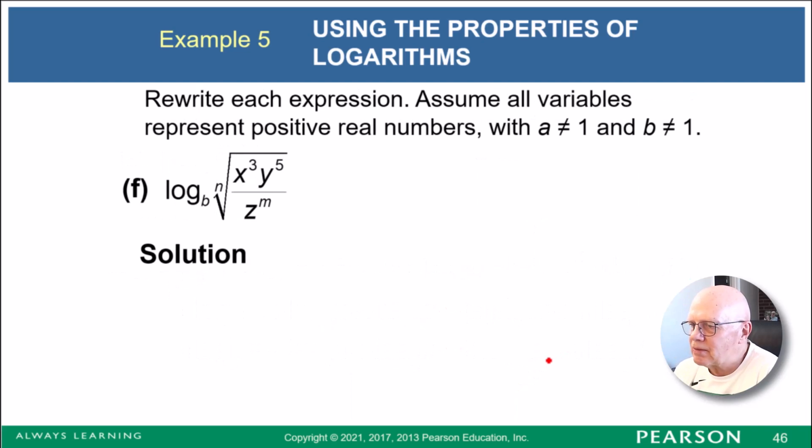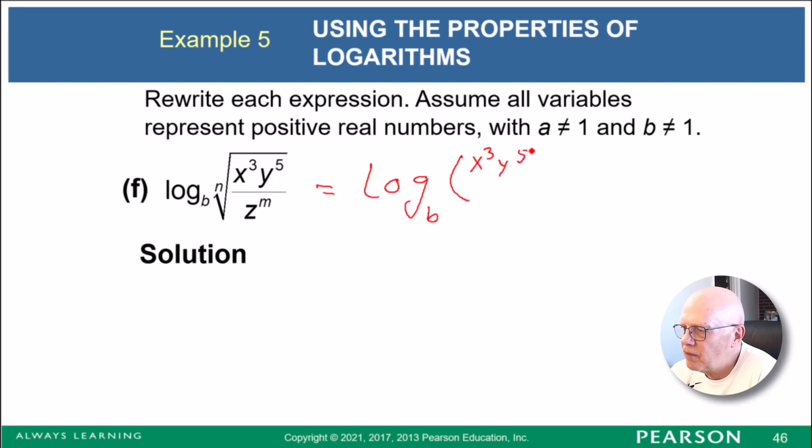Okay, can you do this one? It's just taking it a little step further, or maybe in a different direction. So let's start with the fractional exponents first. What do we have? Log base b, and all this fraction is to the nth power, so we've got x cubed y to the 5th over z to the m, and because it's to the nth root, this will be to the 1 over n power.